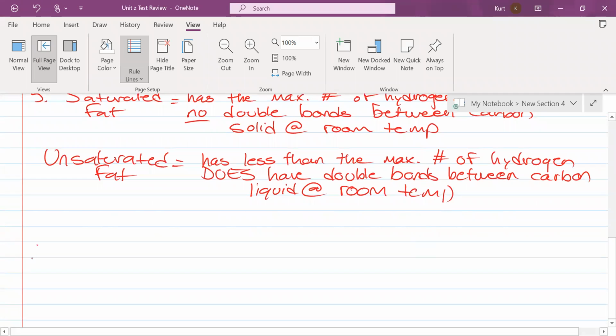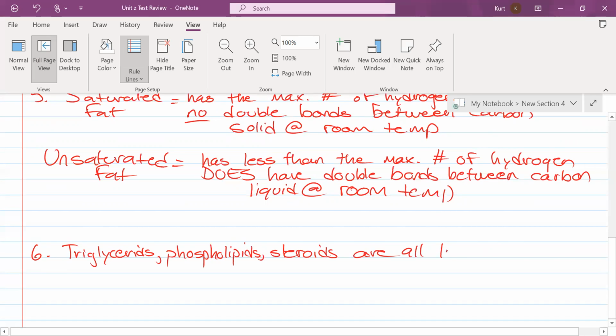Okay, number 6. How are triglycerides, phospholipids, and steroids similar? How are they different? Well, what class of macromolecule do triglycerides, phospholipids, and steroids belong to? Are they carbs, lipids, proteins, or nucleic acids? Melissa? They're all lipids. So triglycerides, phospholipids, and steroids are all lipids. If they're lipids, does this mean that they are polar or non-polar? They're non-polar. Fat and water don't mix.